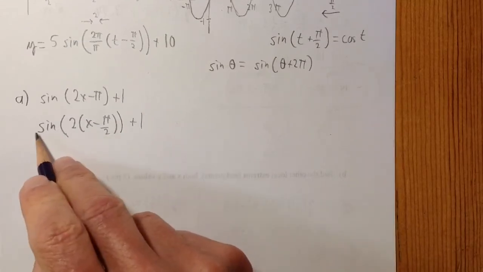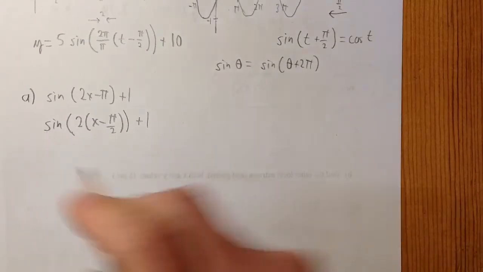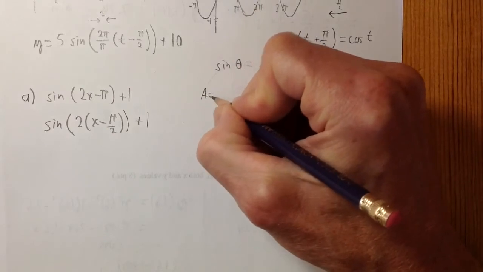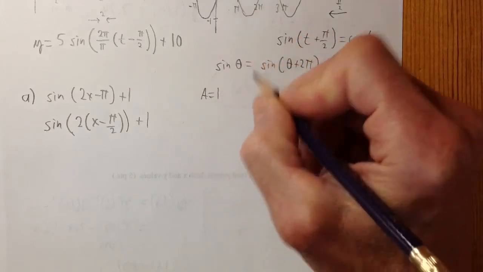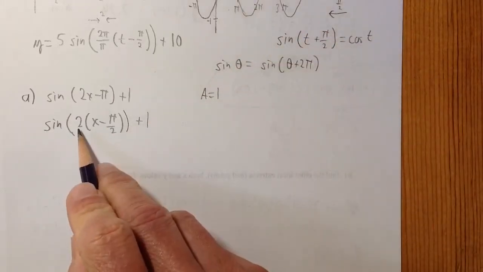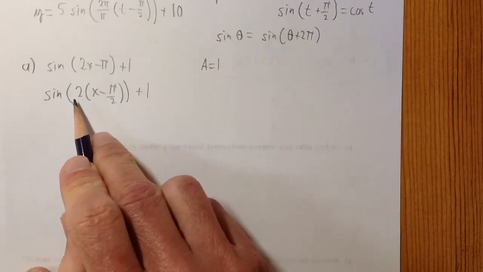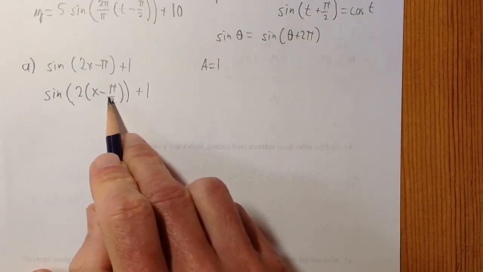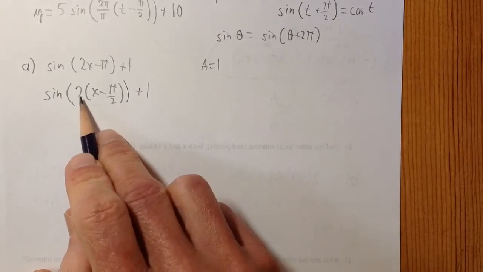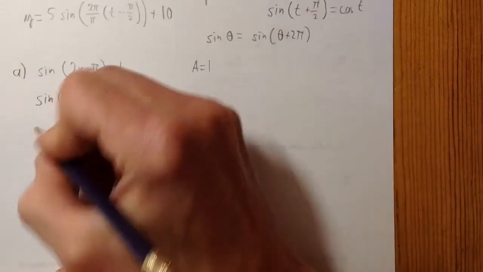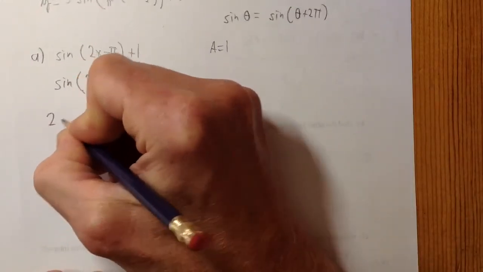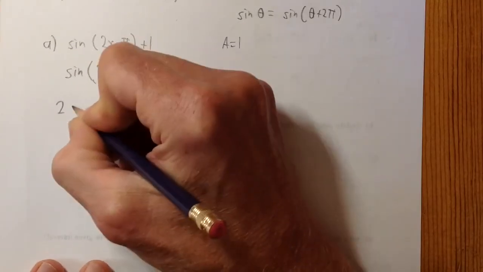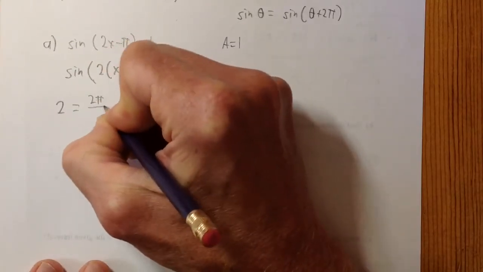The amplitude: there's no a in front, which means it's 1. So the amplitude is 1. The period is going to be the tricky one. We have a 2 out in front, and we want to write that as 2 pi over b. So for the period, I'm going to do my work down here: whatever number you're stretching it by is 2 pi over b.